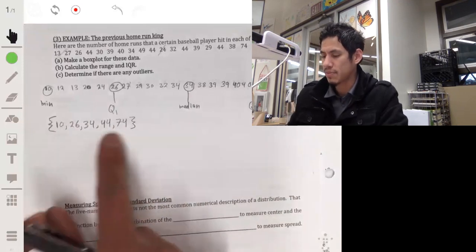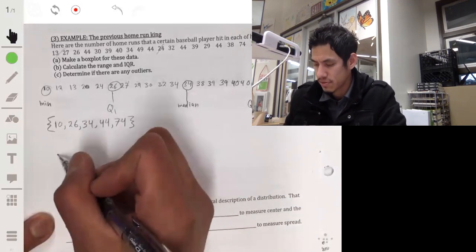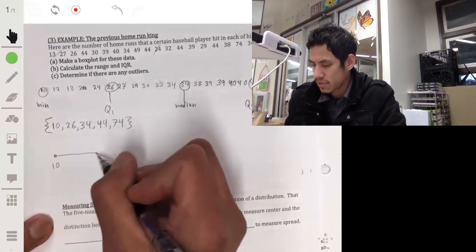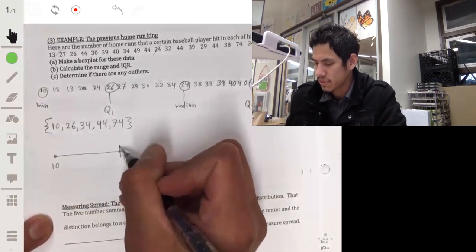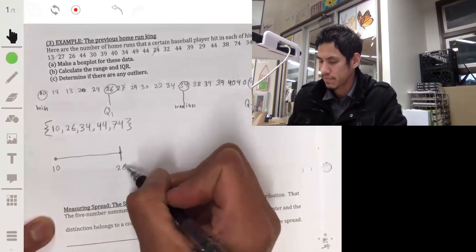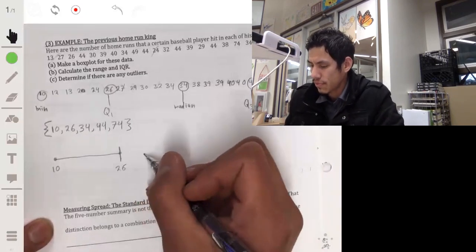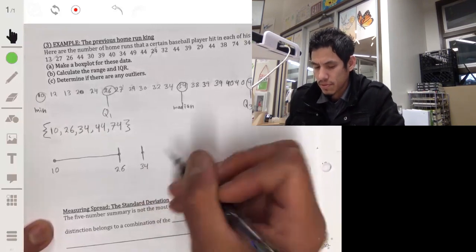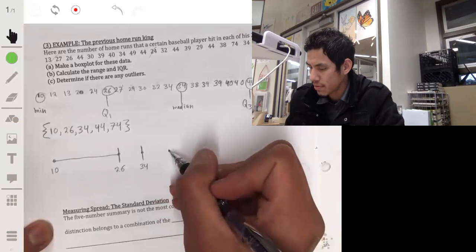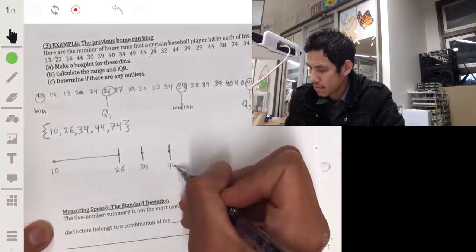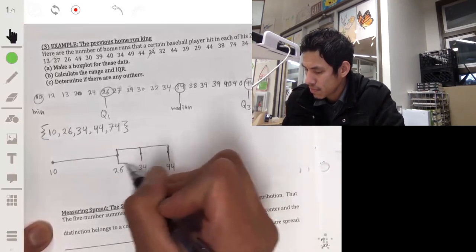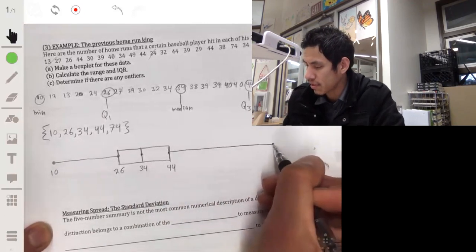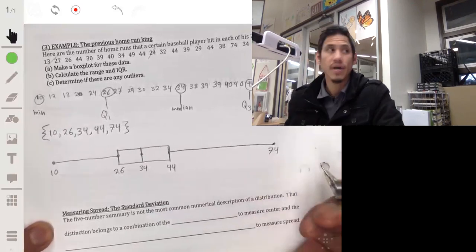Now we make a box plot with these values. So starting at 10, and we go to 26, we'll say that's about 26. And 34, maybe like over here. And 44. And extending all the way out to 74 will be the end of our box plot.